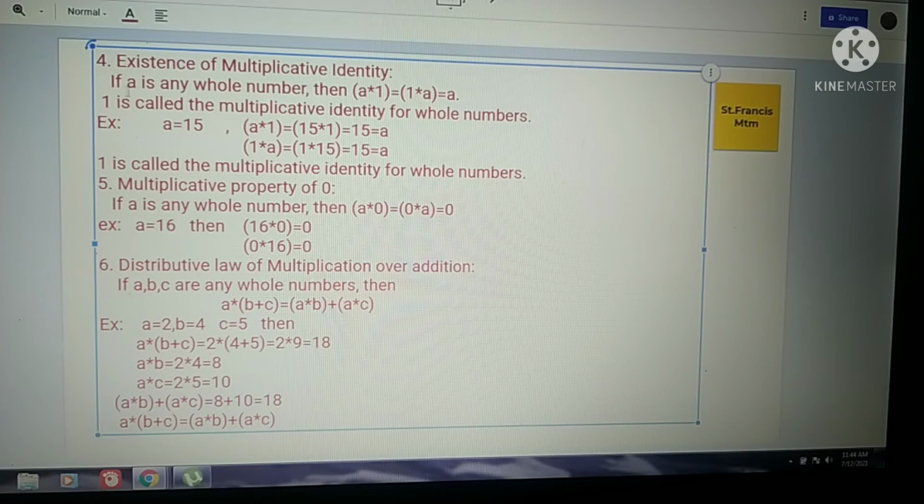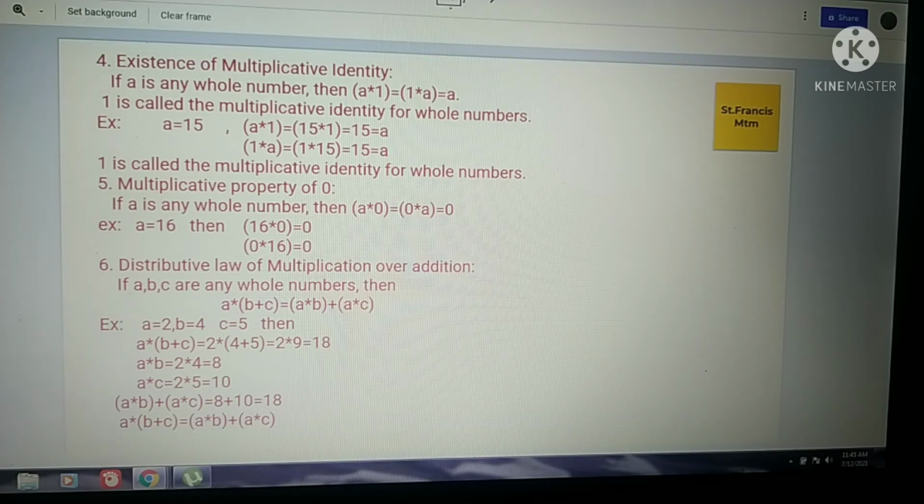See, if a is any whole number, then a into 1 equals 1 into a equals a. If you multiply any number with 1, you get that number only. So that is called the multiplicative identity. So 1 is called the multiplicative identity for whole numbers.